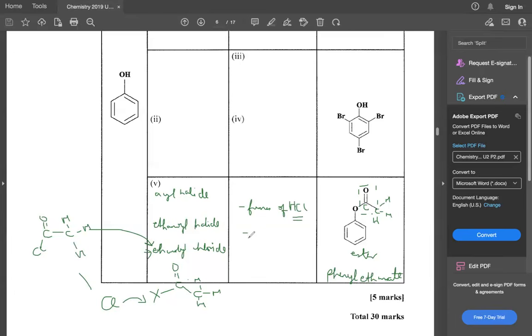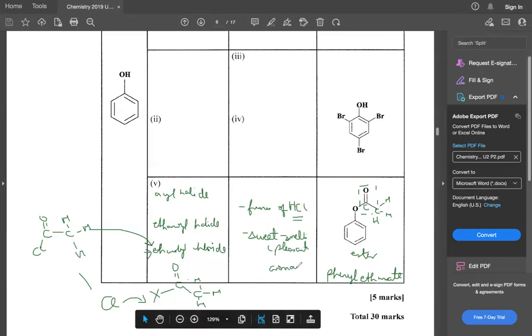And we might smell some sweet smelling smells, right? Because it is an ester, and esters are sweet smelling. They have a pleasant aroma for us. So we might get a sweet smell or a pleasant aroma because it's an ester that's being formed, right? So those are things that we might observe. And so that's it for this question.